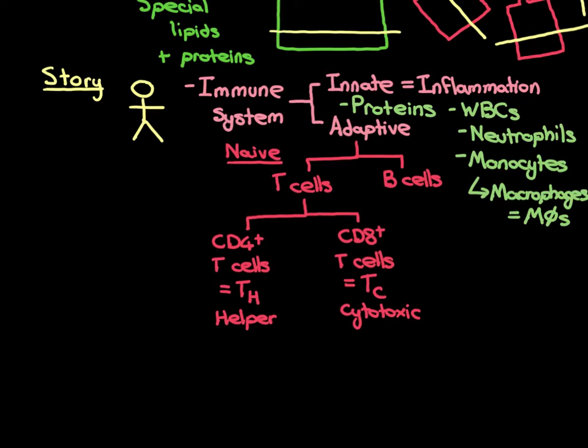Now, let me just briefly say that with regards to the adaptive immune system, you can split the adaptive immune system into two major arms. One arm involves the CD4 positive T cells and the B cells, and the other arm involves the CD8 positive T cells. So let me just put some boxes around these.